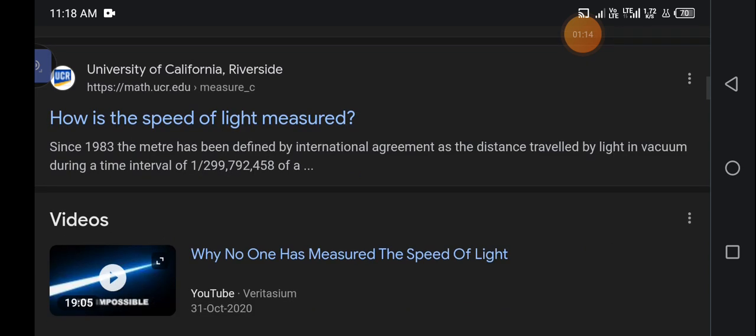University of California: since 1983, the meter has been defined by international agreement as the distance traveled by light in a vacuum during a time interval.